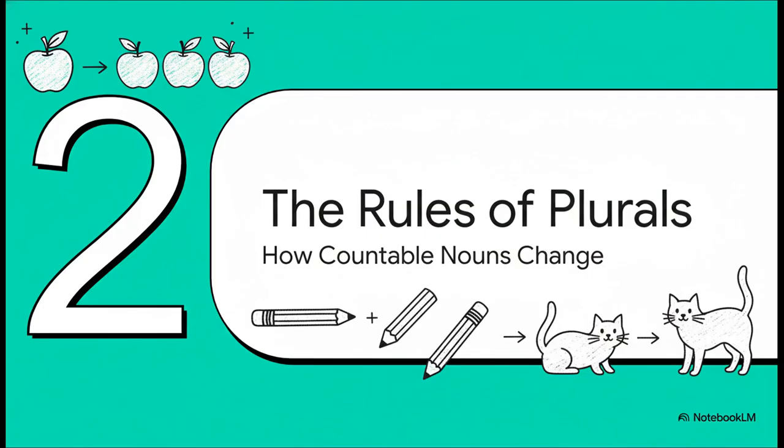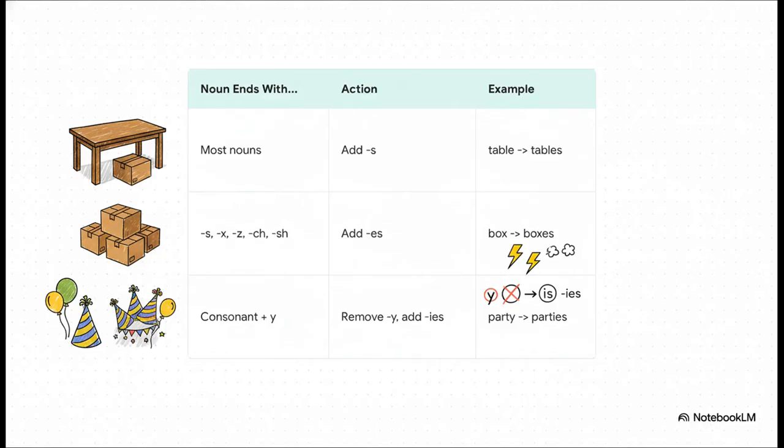All right, let's move on to our next section. We're going to look at how countable nouns actually transform from singular into plural. Luckily, most nouns follow a few very predictable patterns. For most of them, you just slap an S on the end. If a noun ends in a hissing kind of sound like S or CH, you add ES just to make it easier to say. And for words that end in a consonant plus a Y, you just swap that Y for IES. See? Not so bad.